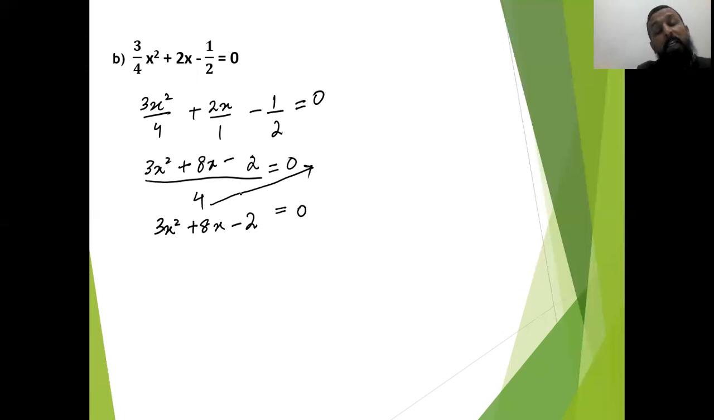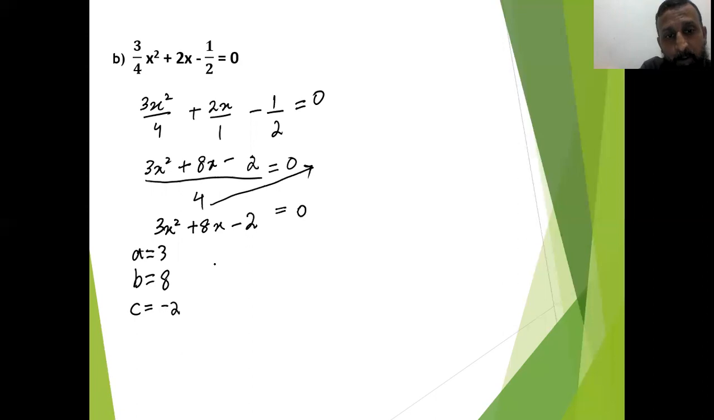That's what I said. If you have fractions in the quadratic equation, what can you do? You can get rid of the fractions by taking LCM of the denominators and then simplify it, and you get a single line equation. Now this is a simple quadratic equation. You know that the value of A is 3, the value of B is 8, and the value of C is negative 2. All right, dear students. Now, what do we do next?